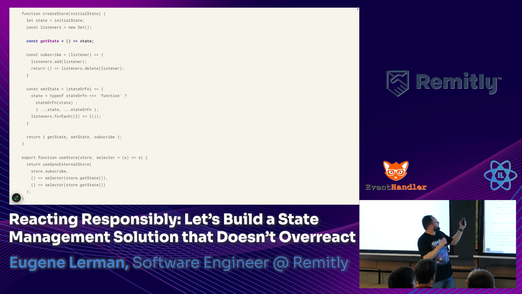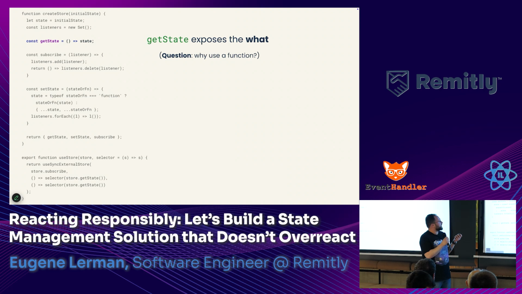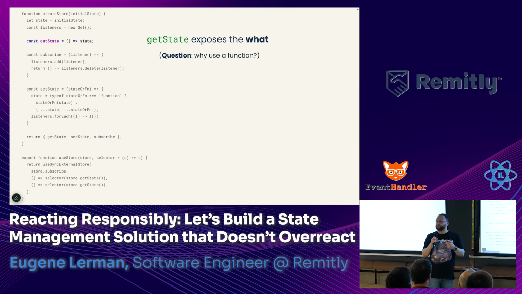Next, I guess this is pretty simple and self-explanatory. Next, we have this thing. It's basically a function that returns the state. It exposes the what, in an interface that is based on a function call. Now, why do we use a function? Why don't we just return the state? Does anyone care to venture a guess?